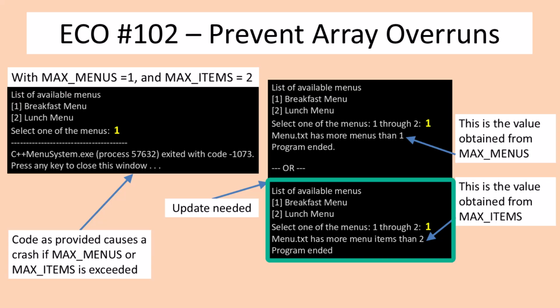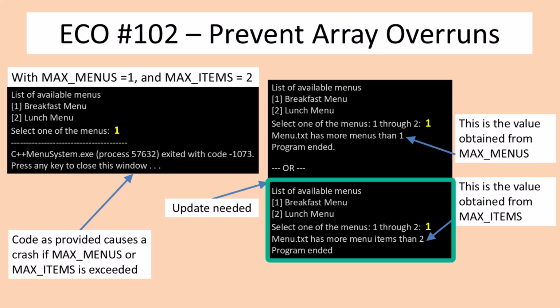2. The maximum number of items in a menu has exceeded max items. The easy way to test that the update works is to set the constant max_items to 2 and leave more than 2 items in menu.txt.